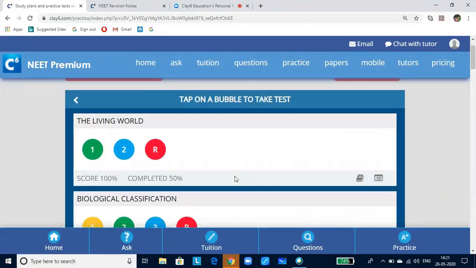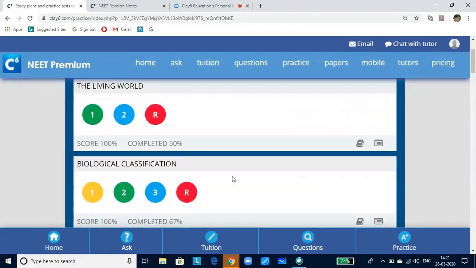Here you see a lot of bubbles, colored bubbles. Each colored bubble is a test. Now if you see a green bubble, it means you have completed the test, but you can always revisit the test any number of times you want, either to improve your scores or to revise. Now blue bubble shows that you have yet to take the test. Yellow bubble shows that you have not completed the test.